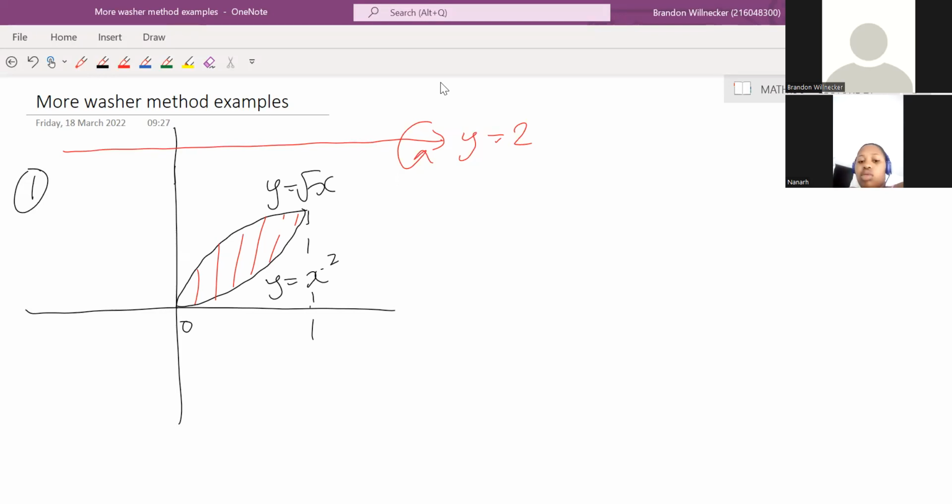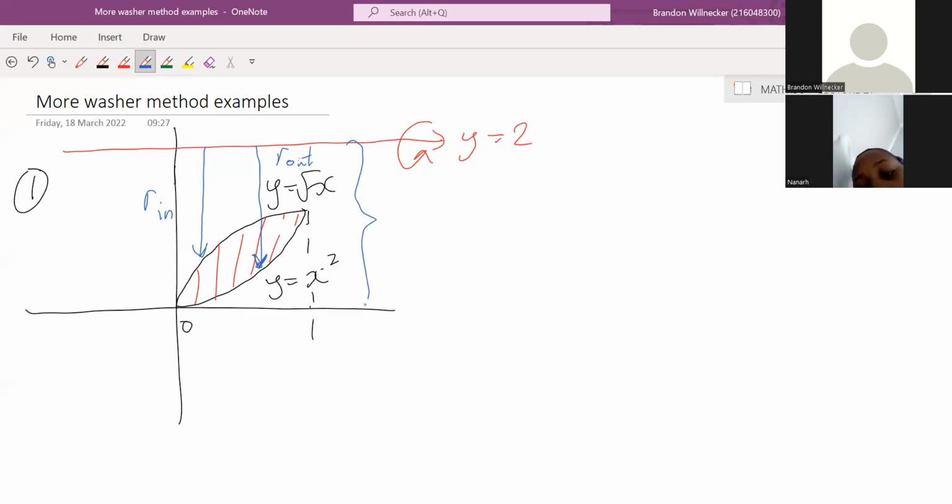Same thing as always, we need to find the inner radius and we need to find the outer radius. So the inner radius will be the distance from the axis to the first curve. That is going to be this distance over here. So that's going to be our inner radius. And then the outer radius will be the distance from the axis to the outer curve. That's going to be this distance over here. That is the outer radius. So we need to work out what these distances are.